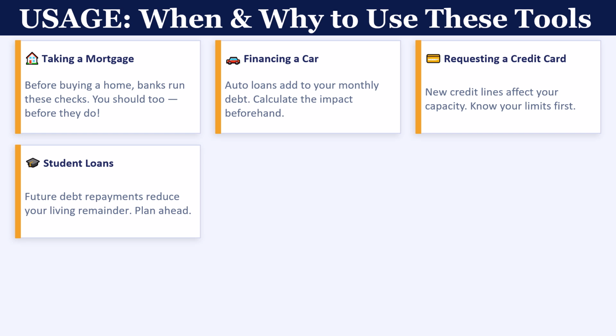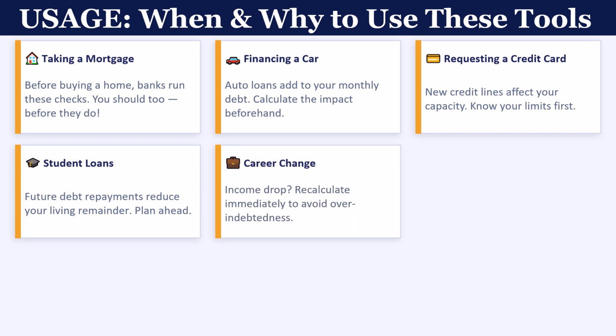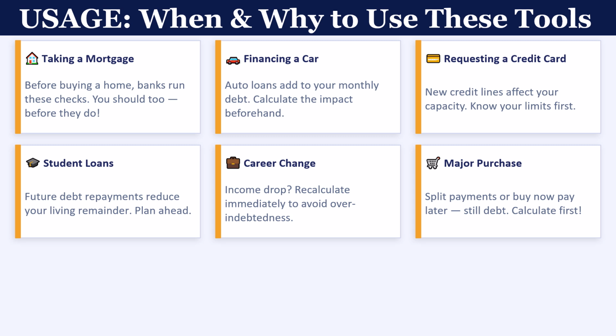Student loan: future debt repayment reduces your living remainder. Plan ahead. That means calculate your estimated salary after learning before you apply for a student loan. Career change: income dropped. Recalculate immediately to avoid over-indebtedness. Major purchase: split payment or buy now, pay later. Still debts. Calculate first.